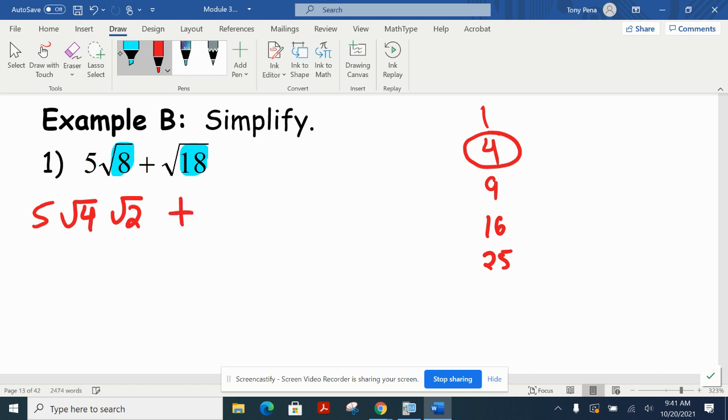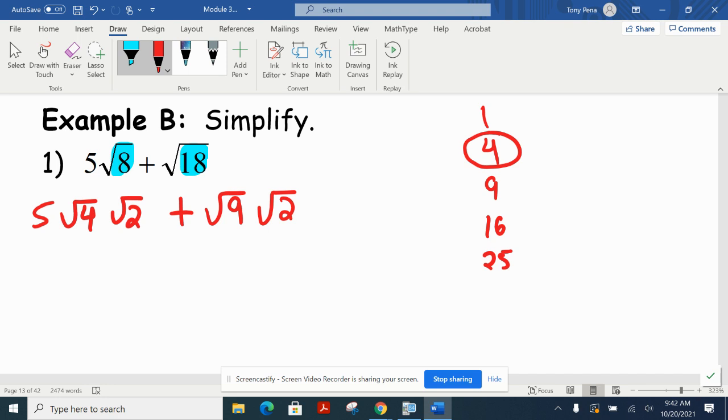Then we're going to do a plus, and we need to do the same thing for the 18. So we want to come up with a nice perfect square. So from our list over here, that's a perfect square that goes into that. Caden, that's what? Good. So the 9 is our perfect square, and then 9 times 2 gives us that 18.